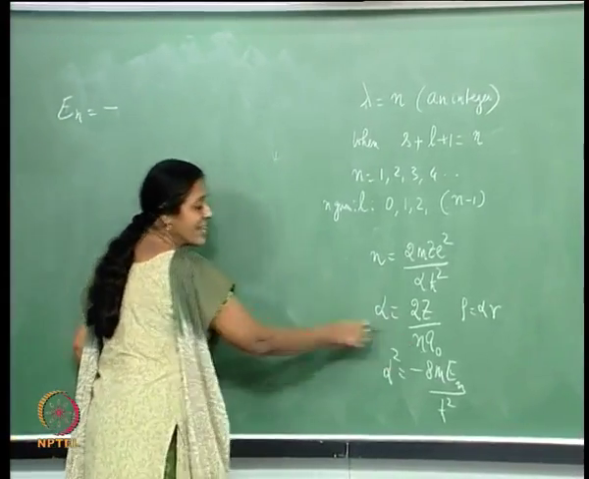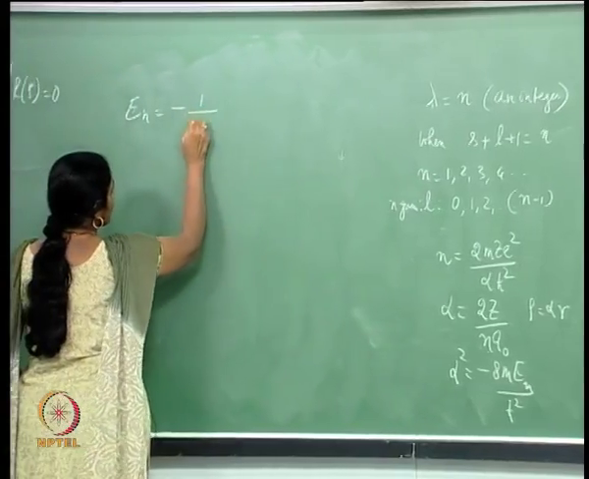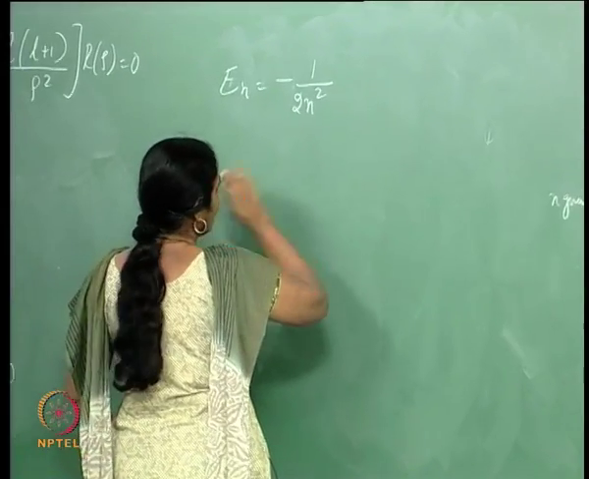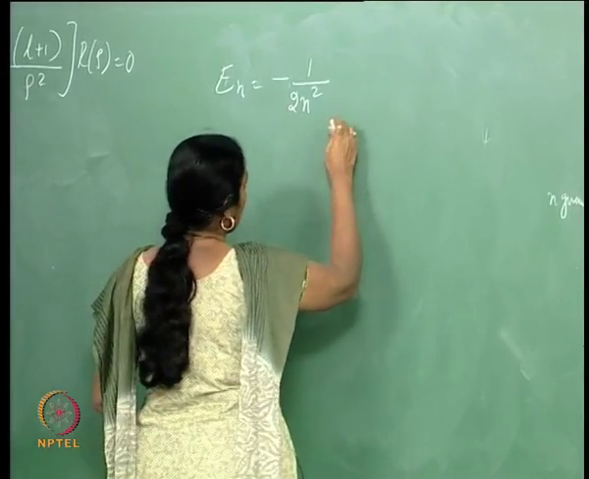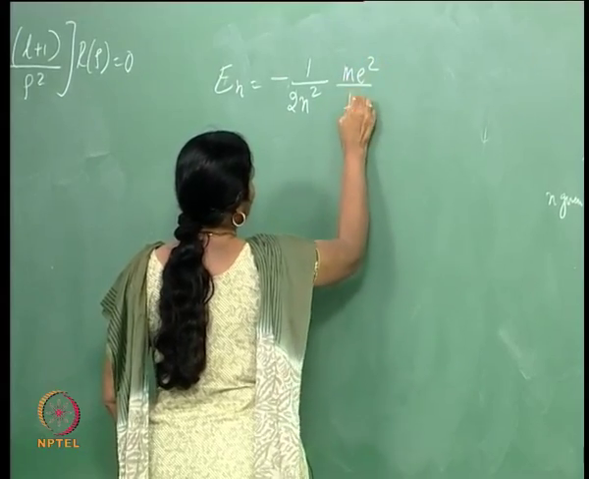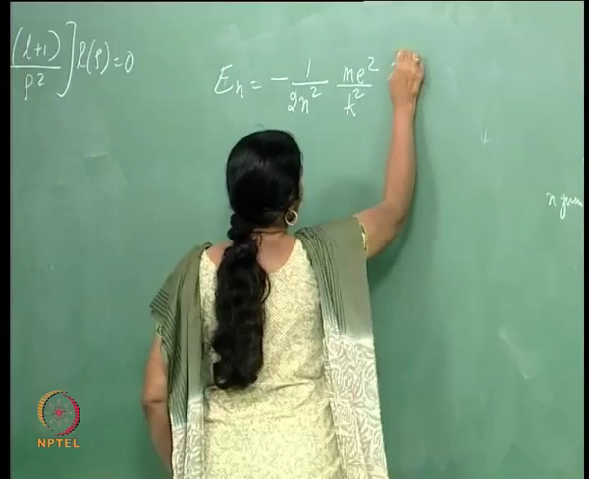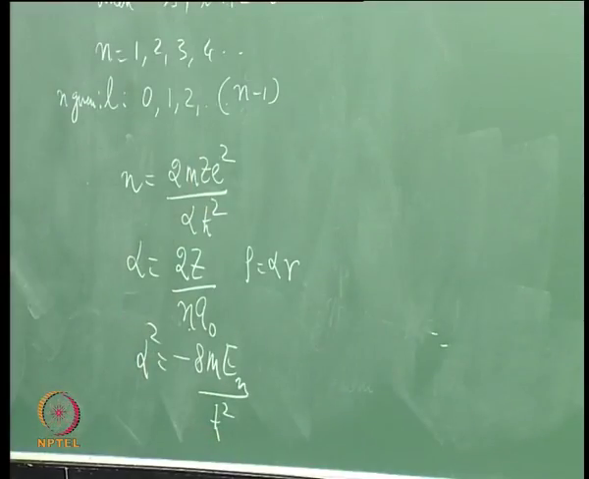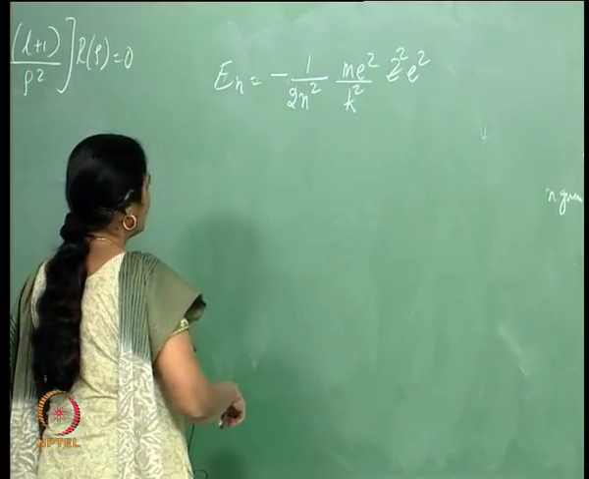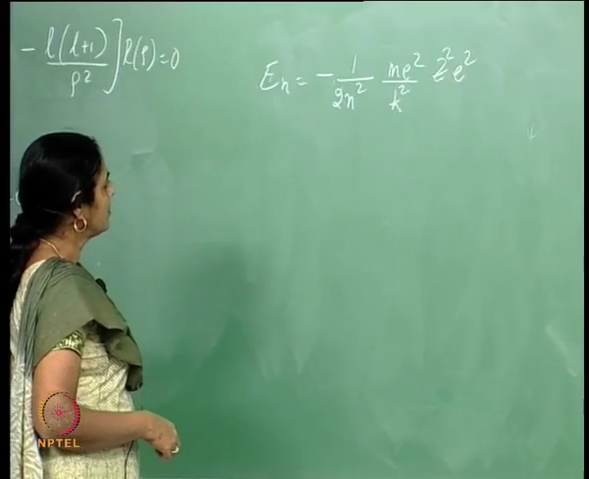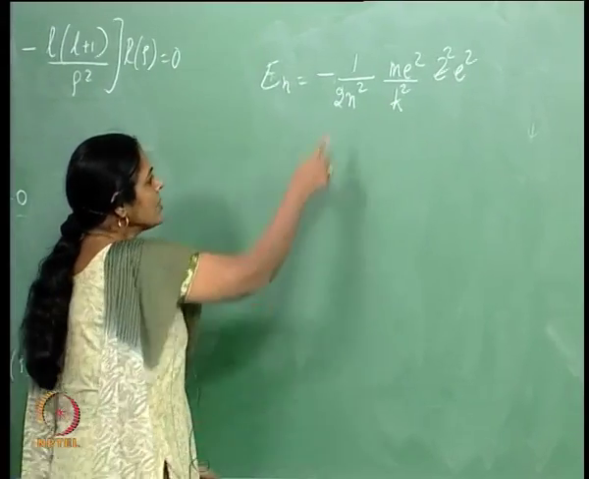Alpha squared has an n squared. So that goes as 1 by 2 n squared, and this is important, times m e squared by h cross squared, z squared e squared. So this is the energy that you have. m is the reduced mass.